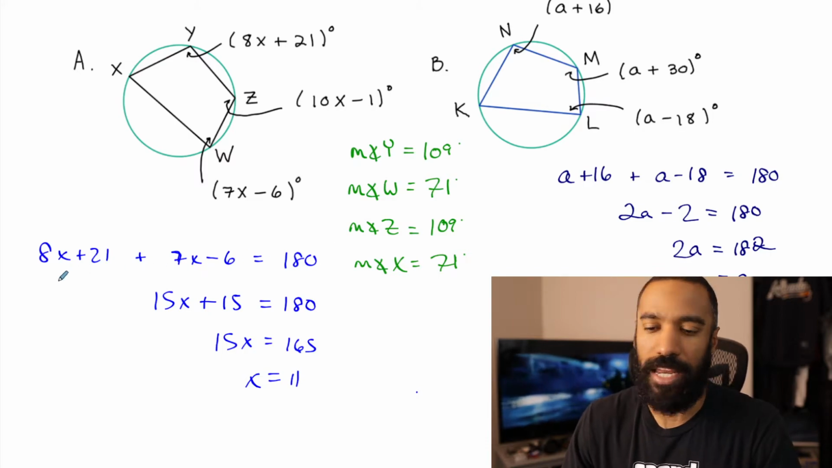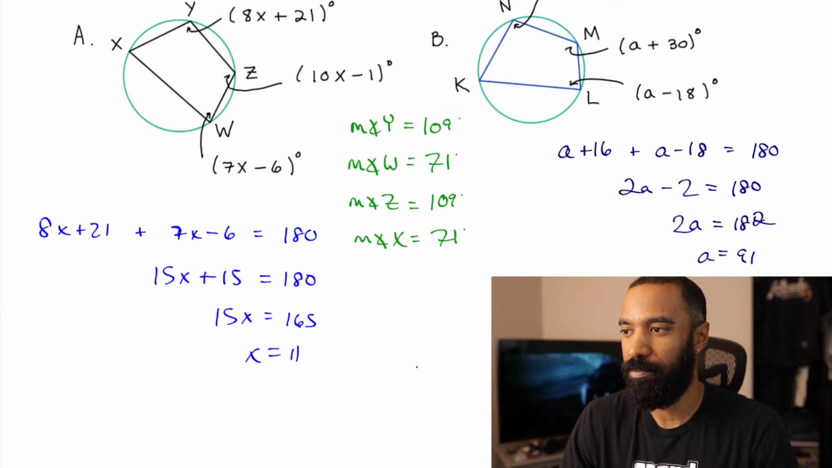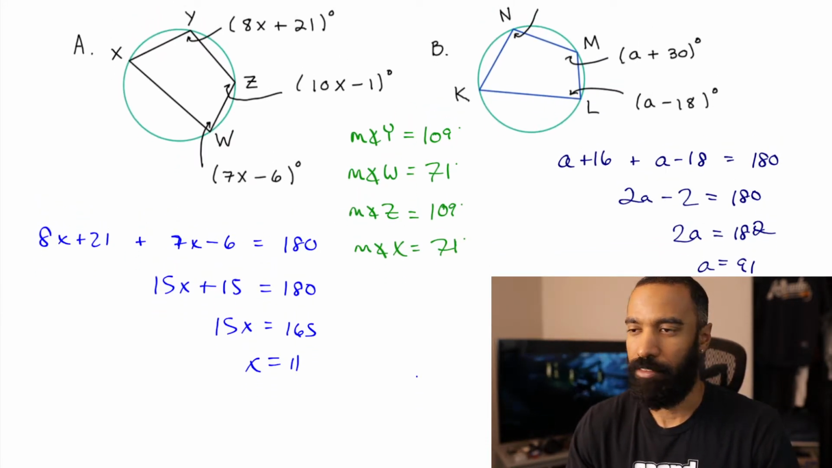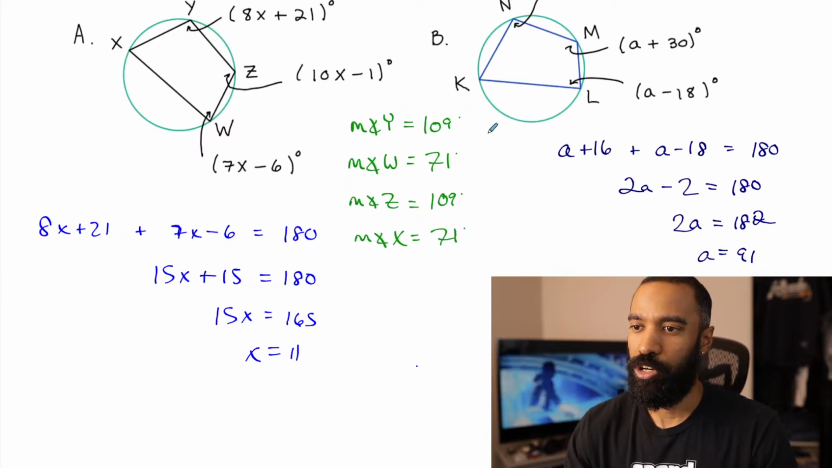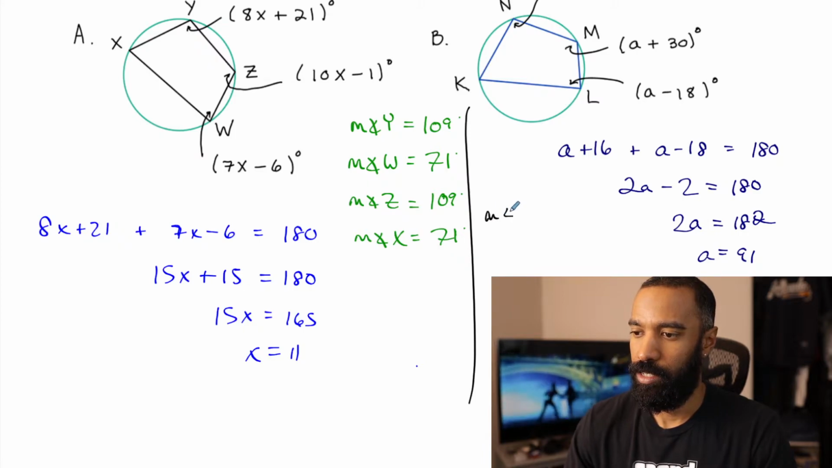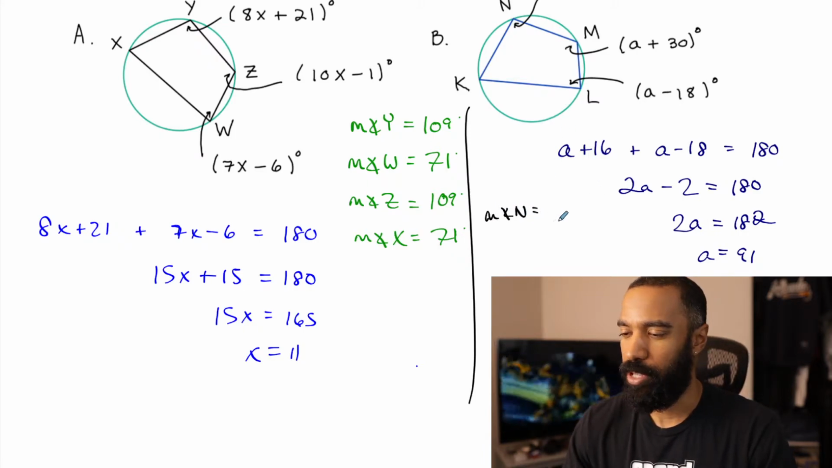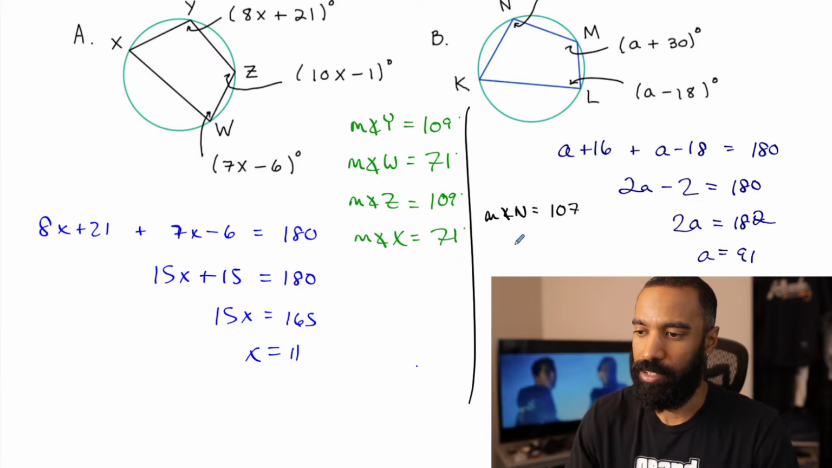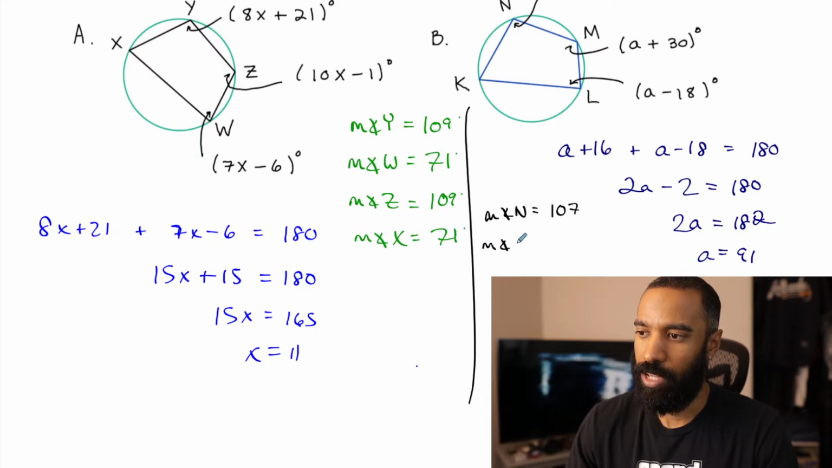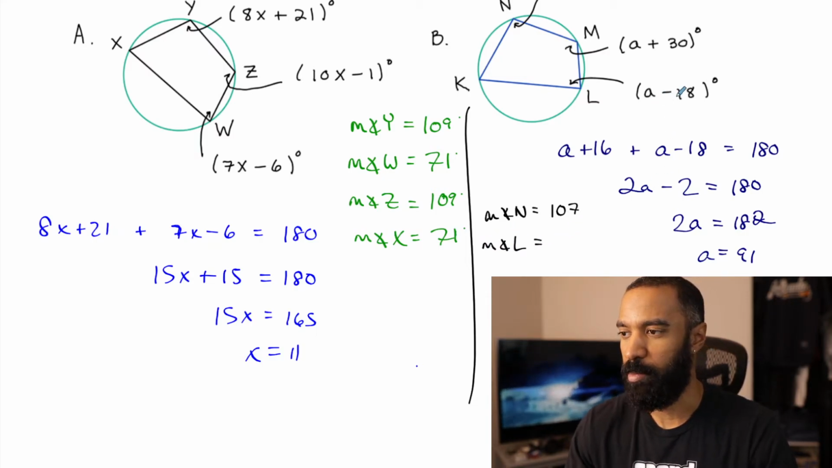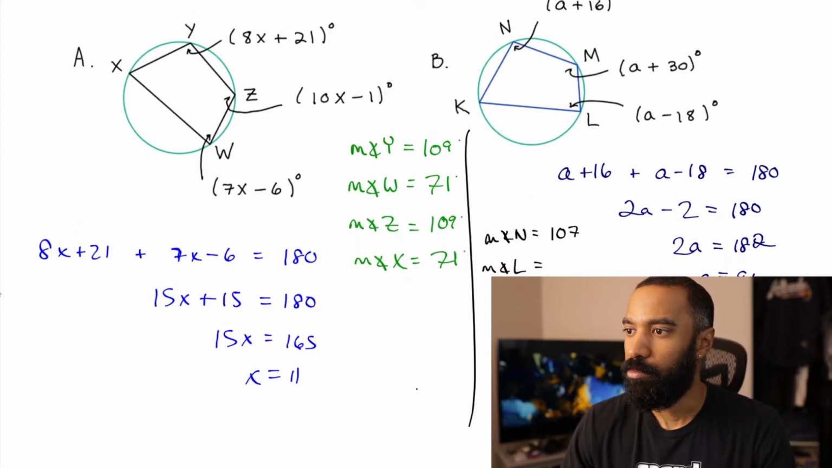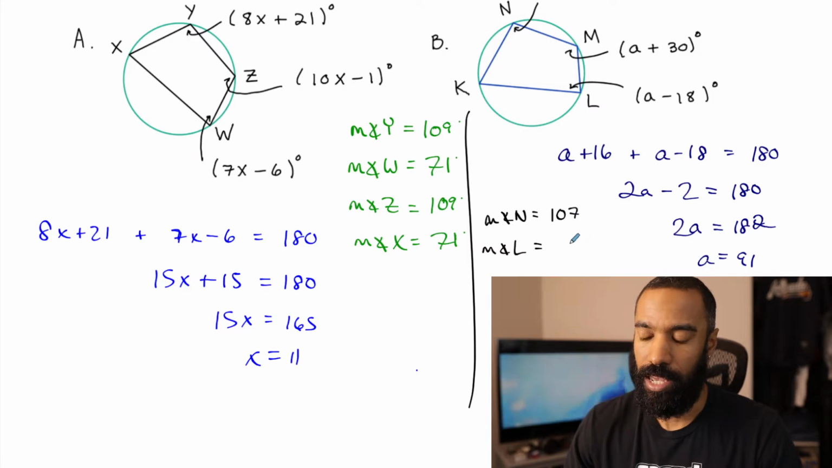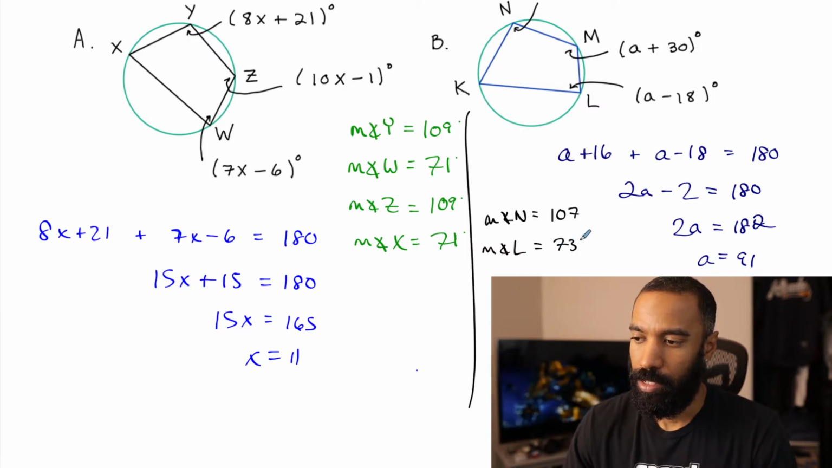Okay, we're going to use the 91 to find the measure of these angles here. I don't know if my picture's cutting that off. It's not, but it's cutting off the n. So a plus 16. So measure of angle N is 91 plus 16, which is 107. Measure of angle, I'm going to do L first because it should be its supplement. 91 minus 18, plus 16, right? Minus 18 is 73 degrees.